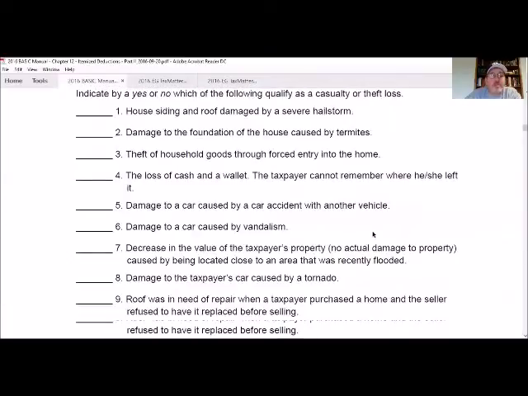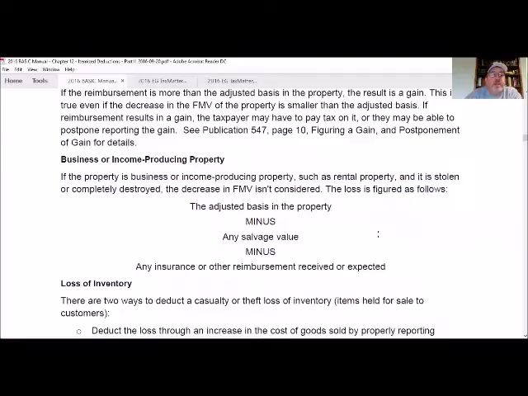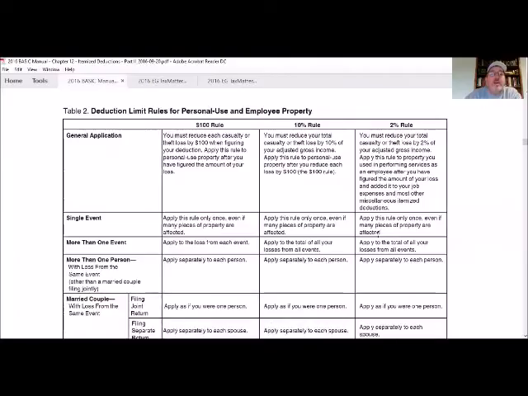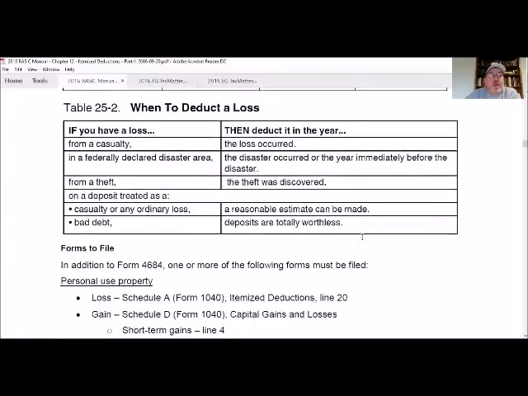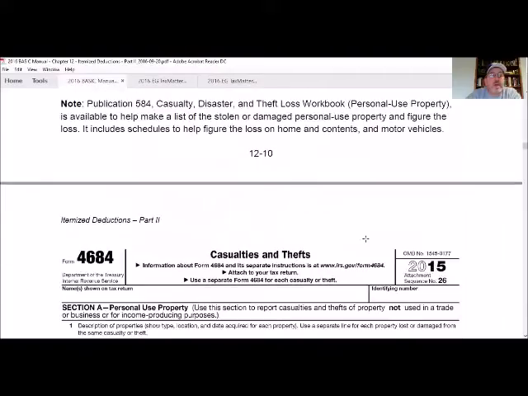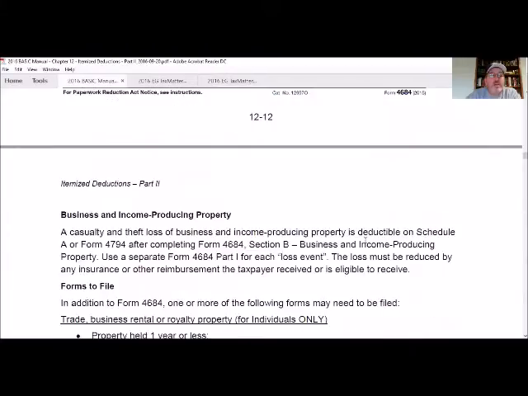Okay. All right. The big section that I want to cover today, whoops, while we're there, okay, those are things that talk about the deduction limit rules for personal use and employee property, okay, and then when to deduct those losses. All right. The big thing that I wanted to cover today, get down here a few pages.